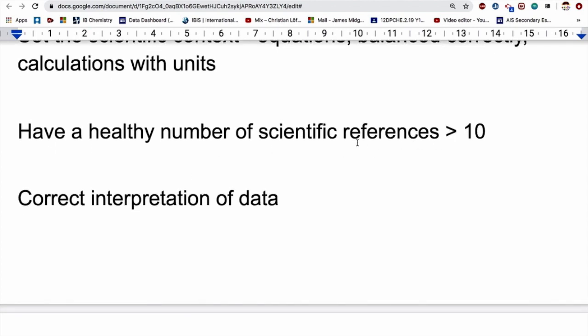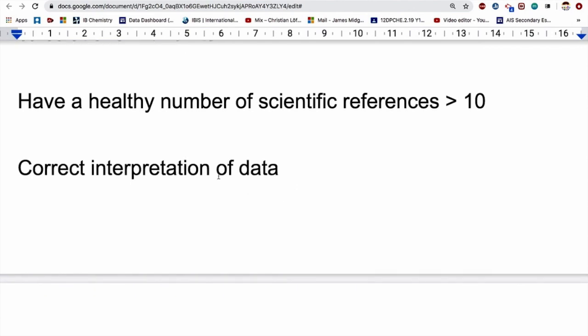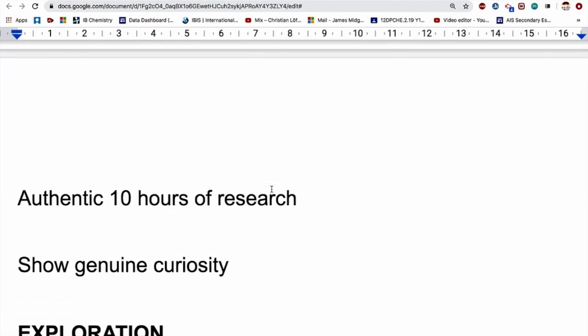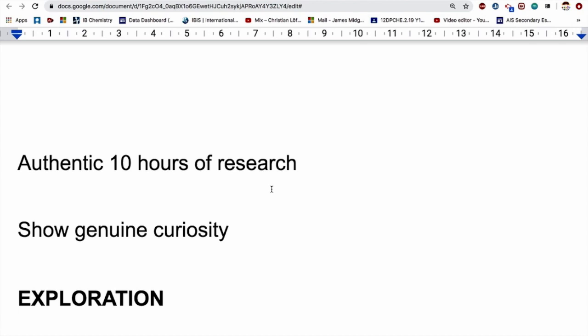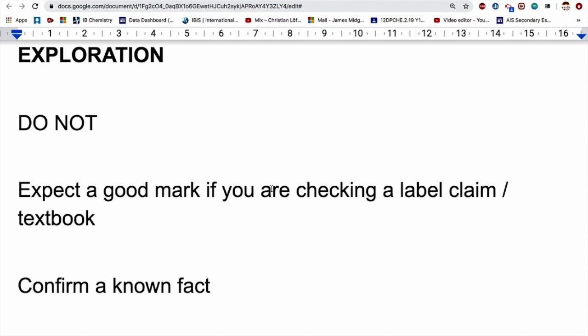Greater than 10, again, this is a Mr. Midgley reference. This is not backed up by any other person. It's just my own personal thing. Interpret your data correctly. It should feel like 10 hours of research. No moderator has a balance in their room, well I don't, on which we put the internal assessment and go, oh, that's 7 hours. No, but we know what it looks like for 10 hours. And you should be genuinely curious. Your research question should be something you actually cared about. Maybe you've wondered about delta G and Kc and what's the relationship between the two, and you can plot some graphs about that, and that would be a great thing to do.